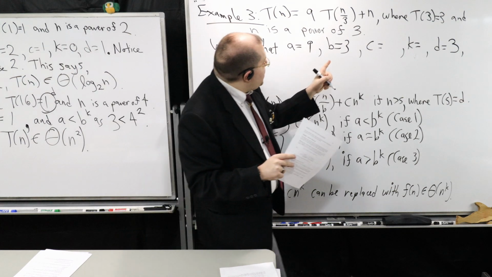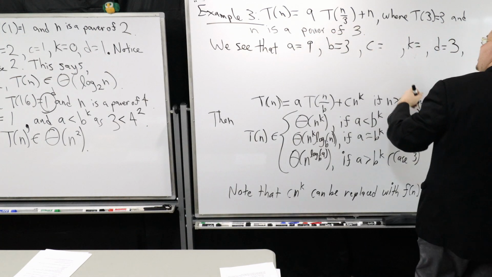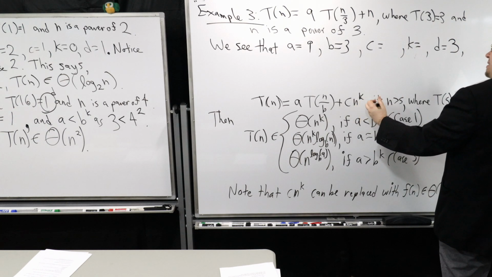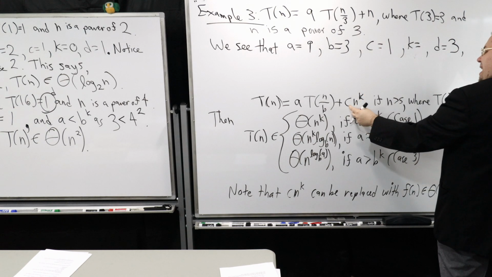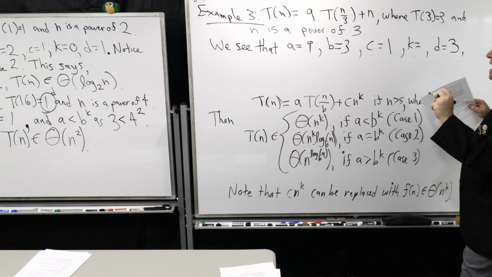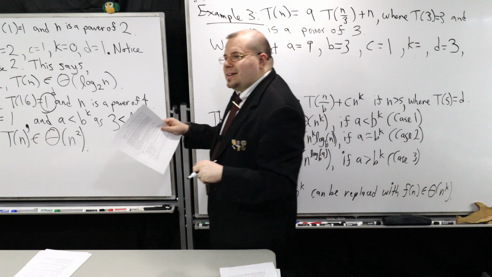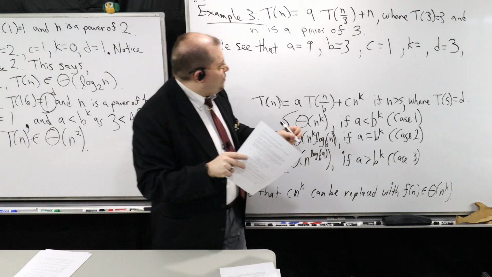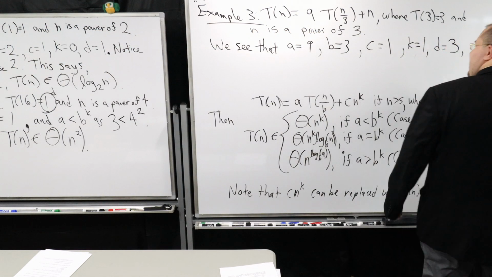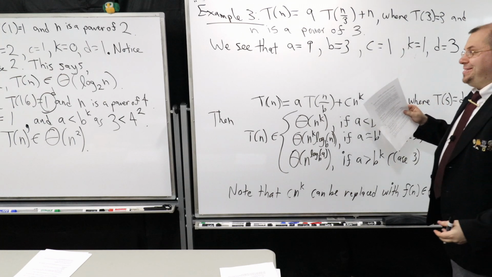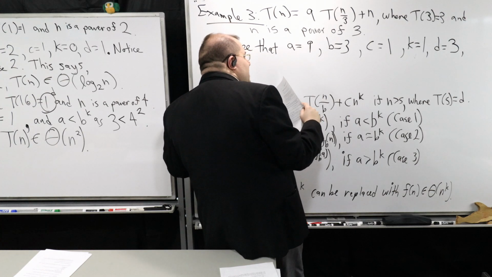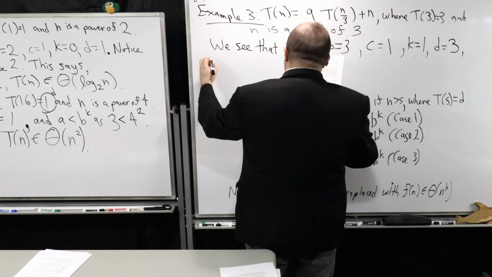So we know right away it's just an N here, right? So remember the form. It's Cn to the K. So if I make C 1, it's just going to be N to the K. But what's K here? It's 1. Very good. It's just 1. And boom, there you go. That's all you have to do. So we see that A is 9, B is 3, C is 1, K is 1, and D is 3.